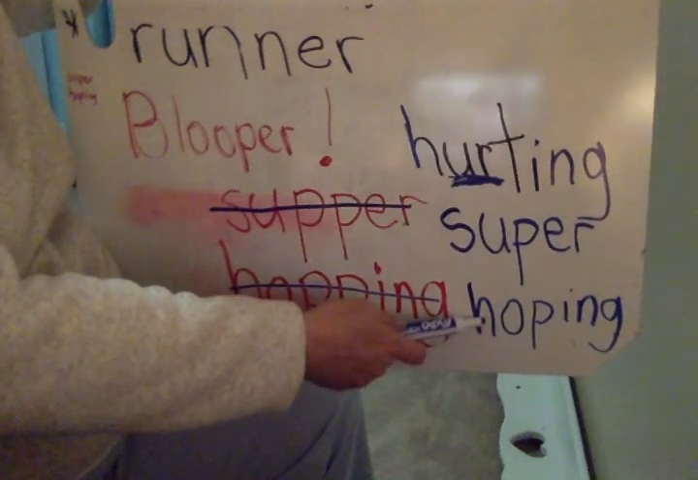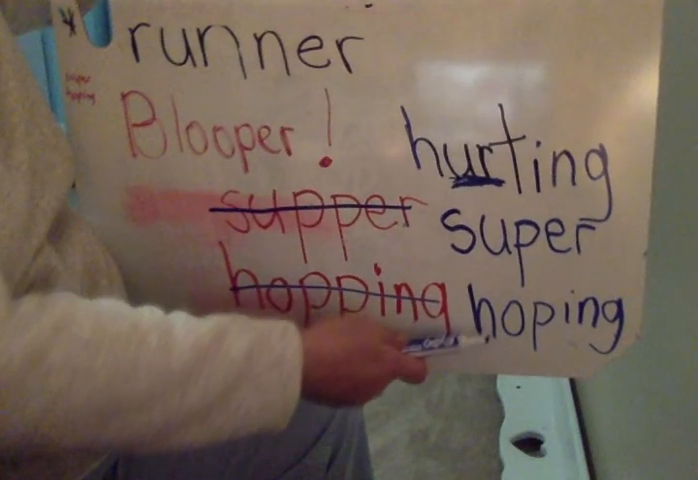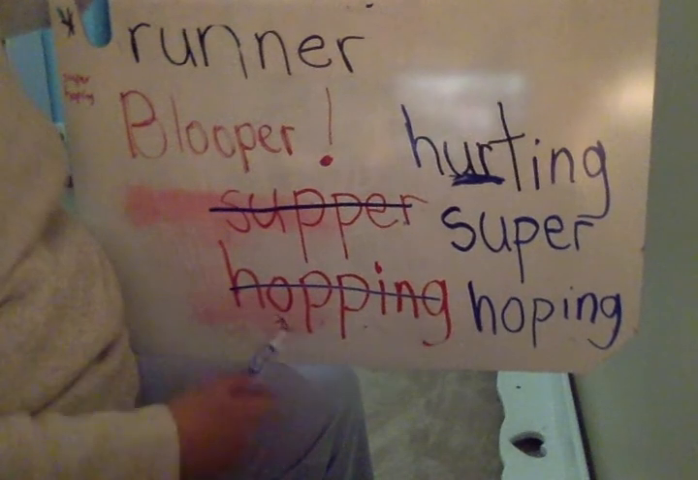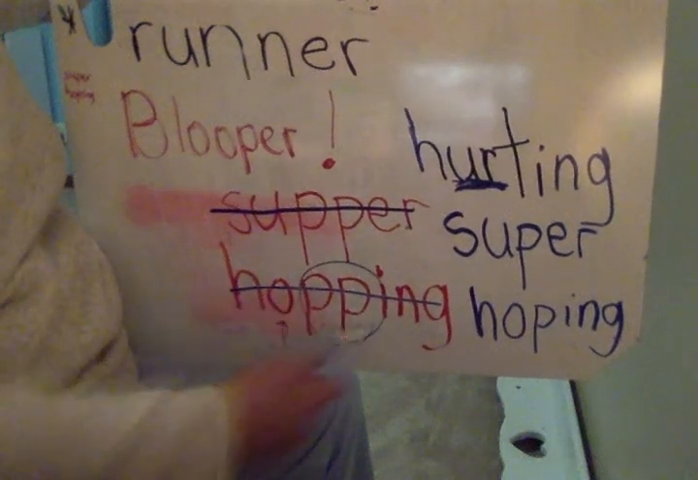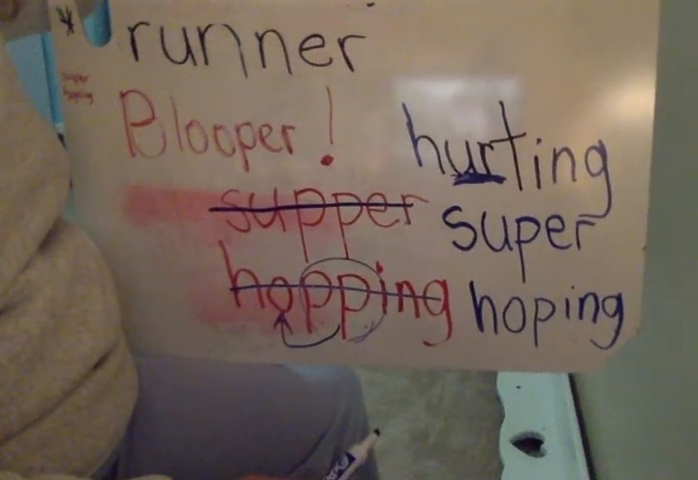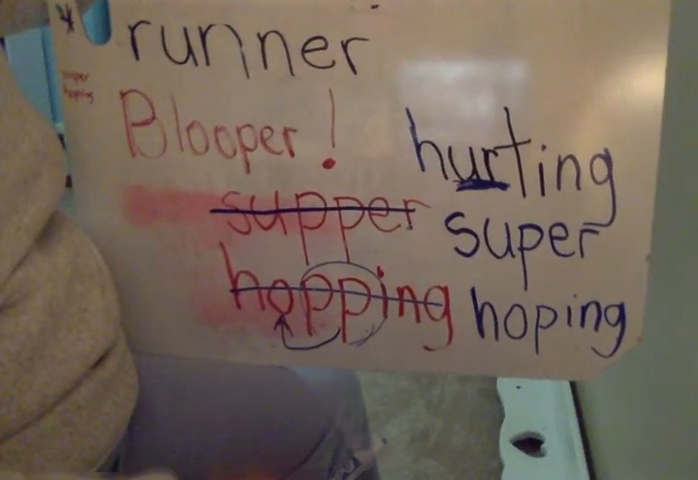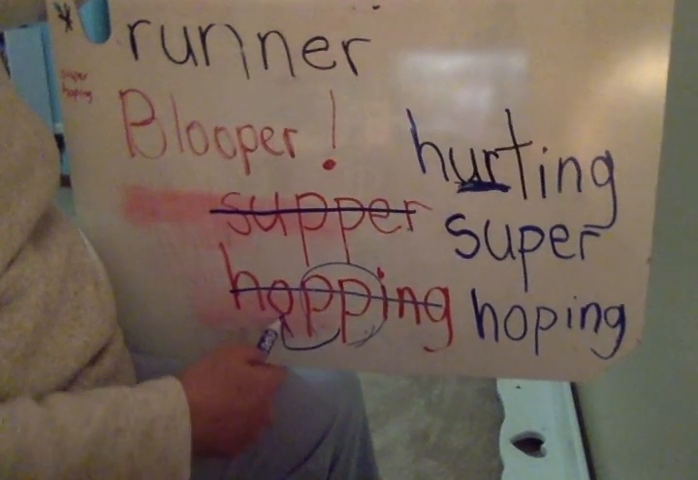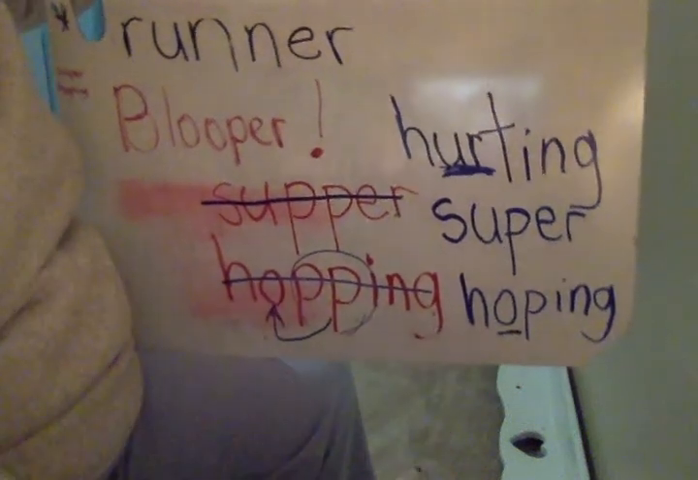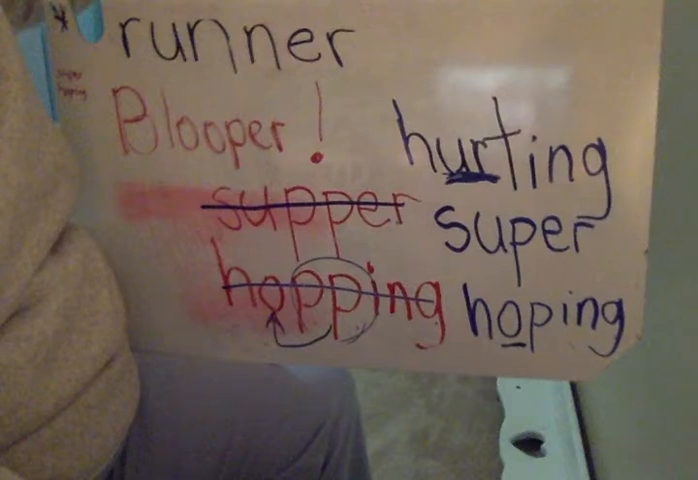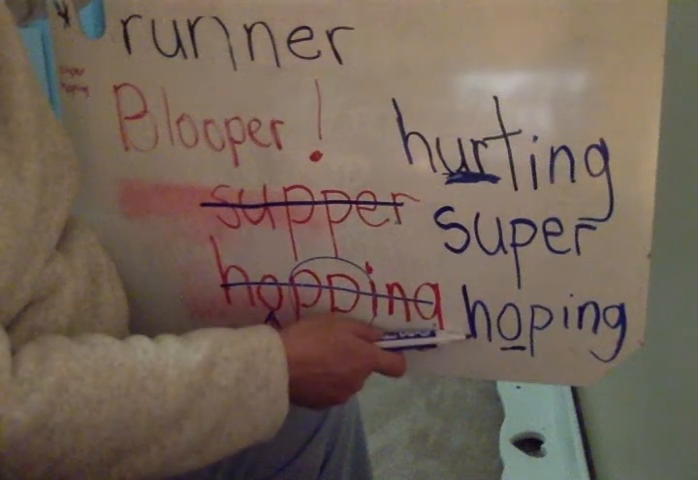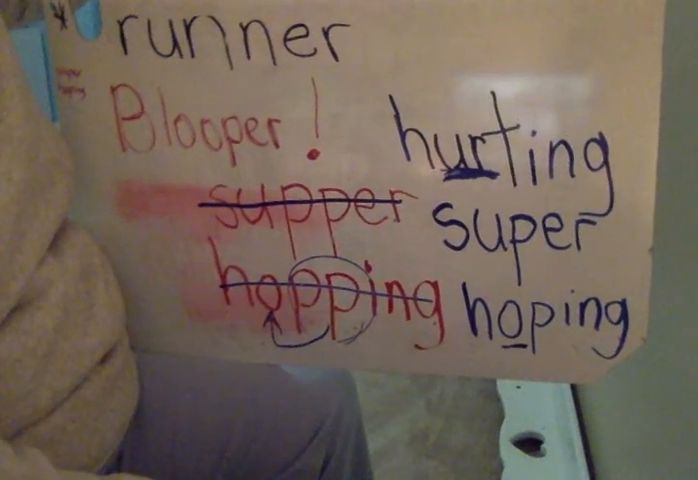Hopping, or is it hoping? Do you remember how we just pointed that out and decided how to figure out if it was hopping or hoping? Two consonants would make this a short vowel sound. A short O sounds like ah. So if you had it with the double P and the short O, you would have hopping. So this one must be the O sound to make hoping. Hurting, super, hoping. I'm hoping you understand this.